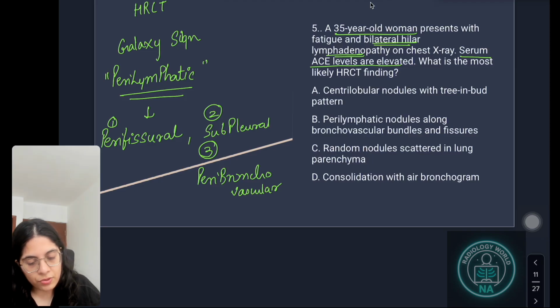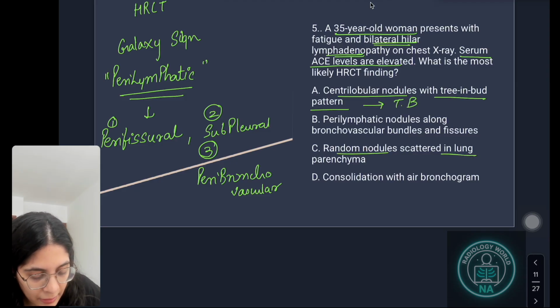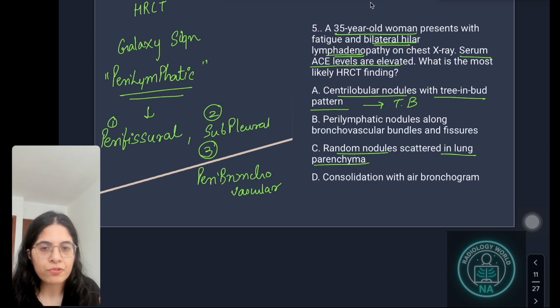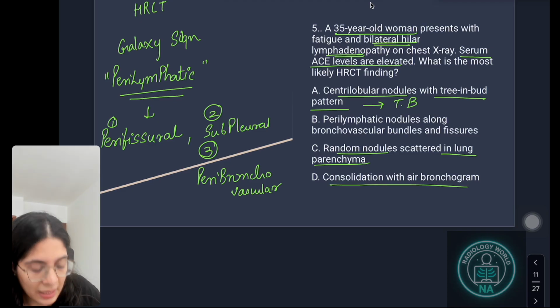So if you see the first option, centrilobular nodules with tree bud pattern, we have seen that this is characteristically seen with TB. What about option C, random nodules scattered in the lung parenchyma? No, random nodules are more commonly seen with hypersensitivity pneumonitis, or they can also be seen in tuberculosis, or in some sort of metastasis. It is not in sarcoidosis. You don't get random nodules. Whereas option D, consolidation with air bronchogram.